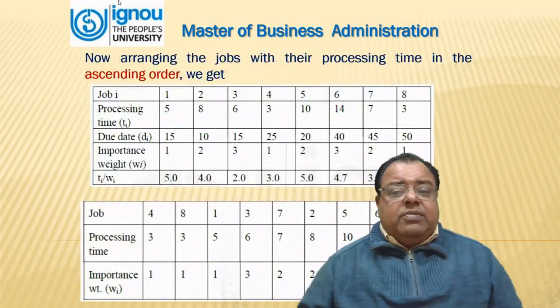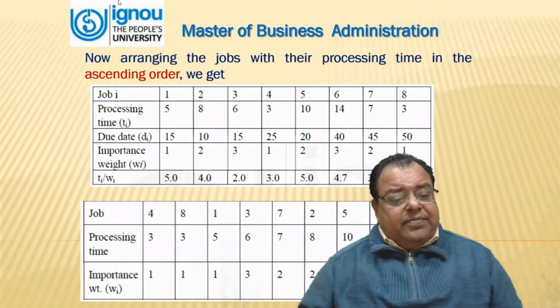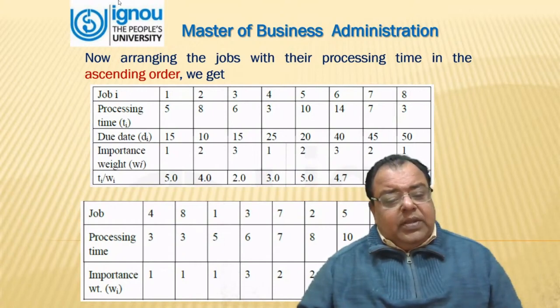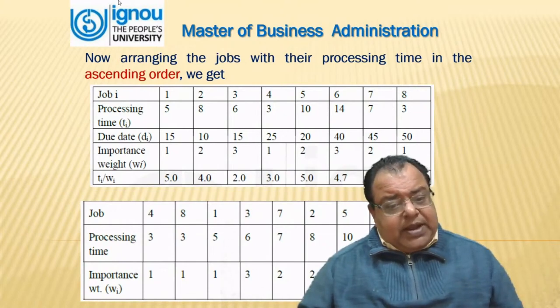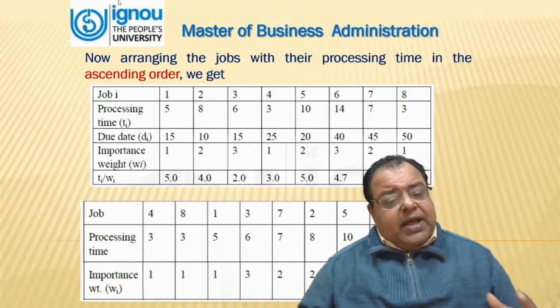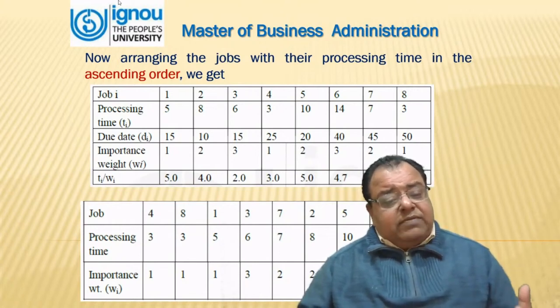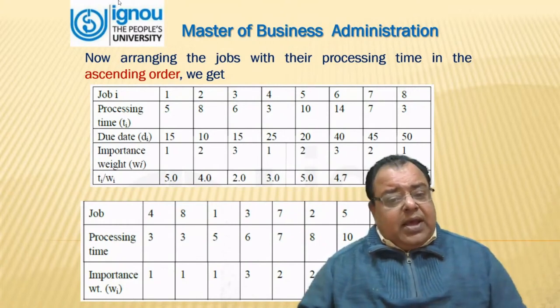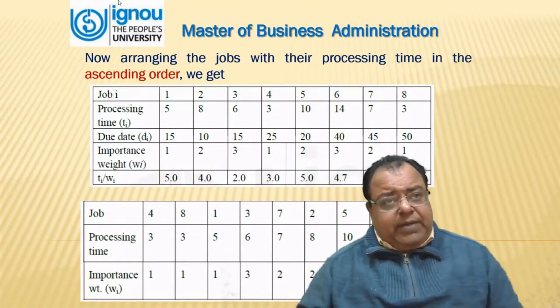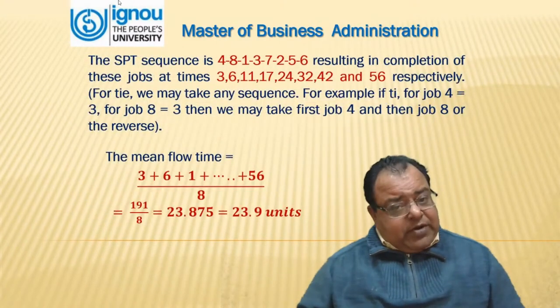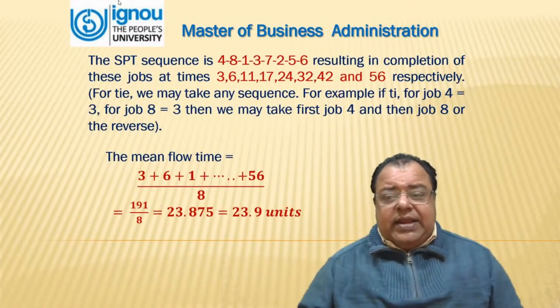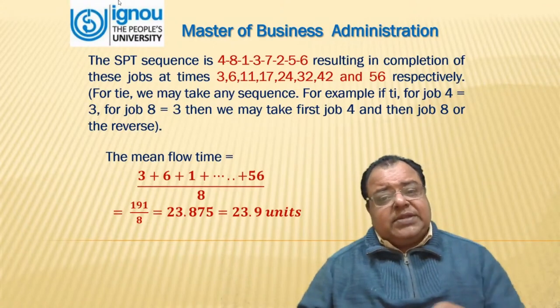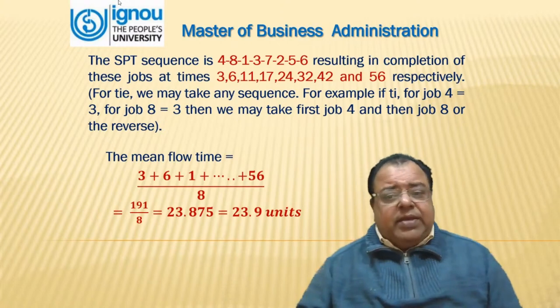Now we will be arranging the jobs by processing time in ascending order. All the jobs have been placed accordingly as per the ascending order. So it starts with job 4, 8, 1, 3, 7, 2, 6, and similarly, the processing times are placed under them, and the importance weight is also depicted. The SPT sequence is 4813726, resulting in the completion of these jobs at times 3, 6, up to 56 respectively, as we are summing up.